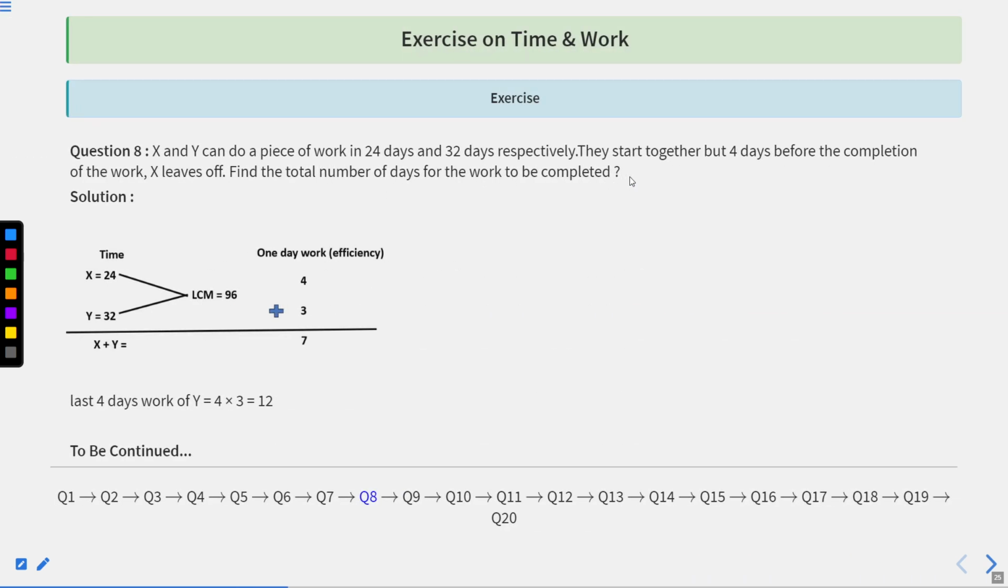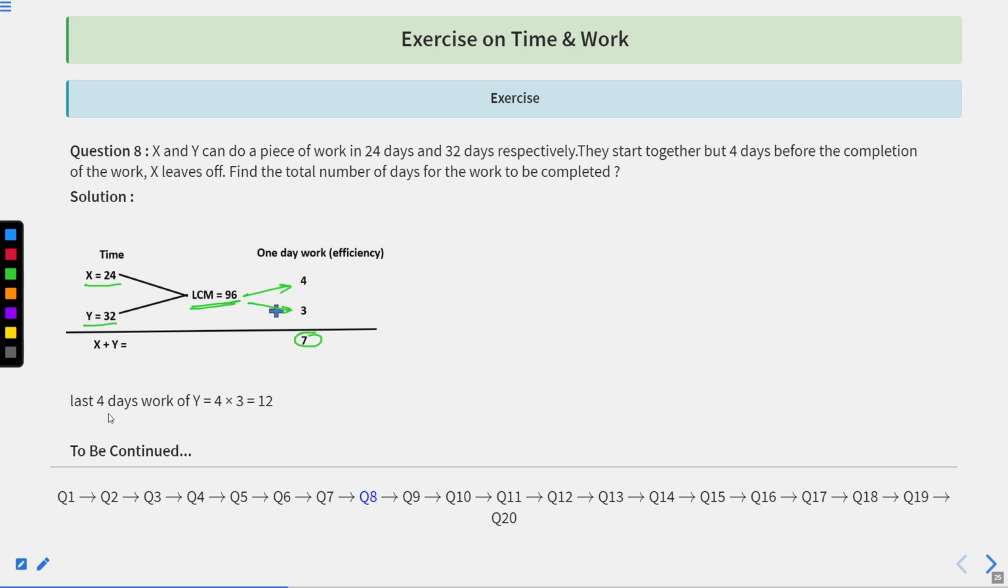So first of all, let's do the stuff which we did in each and every question. So X takes 24 days and Y takes 32 days. So the LCM is 96. So the total work is 96, and the 1 day work efficiency of X is 96 divided by 24, that is 4, and for Y is 96 divided by 32, that is 3. So X plus Y combined, if they work together, in each day they can do 7 units of work.